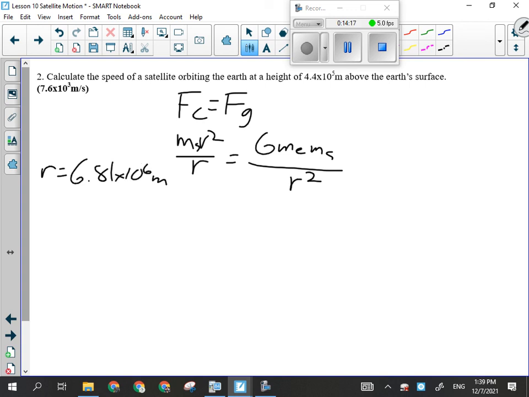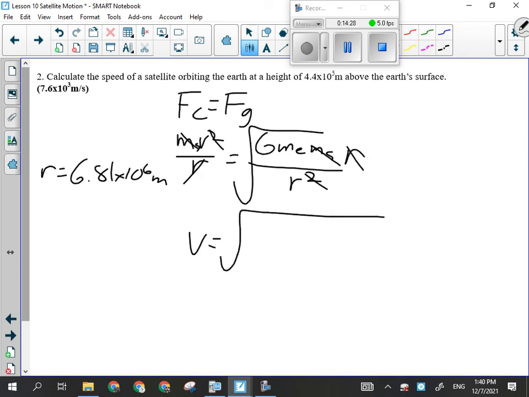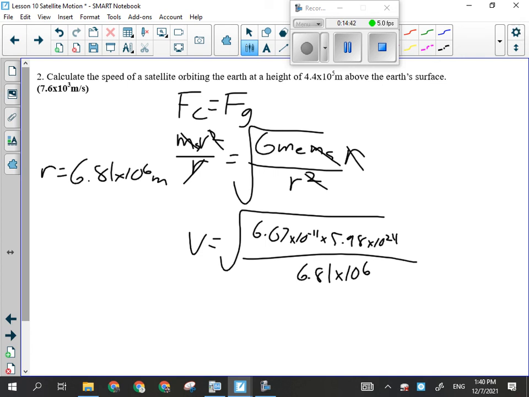All right, solving for V. Mass of the satellite cancels. R comes over here and cancels. Okay, and then I square root. That'll give me V. So V will be the square root of 6.67 times 10 to the minus 11 times 5.98 times 10 to the 24, mass of Earth, divided by that number we calculated, 6.81 times 10 to the 6, which is not squared because our R canceled off the square. Okay, and so that should give us 7.6 times 10 to the 3 meters per second.